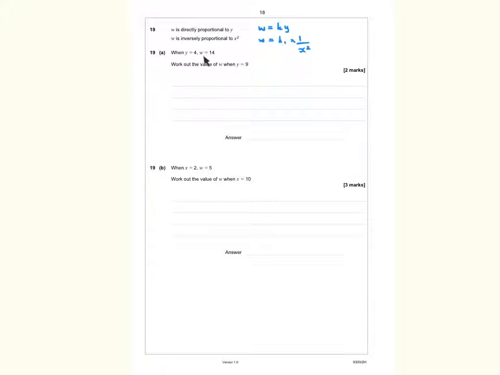When y equals 4, w equals 14. Work out the value of w when y equals 9. So when y equals 4, w equals 14, we can use the first equation for that. So we can say 14 equals k times 4, and then rearrange to find what k is. And then I can rewrite this equation with a known k, and then substitute y equals 9 to find what w is.